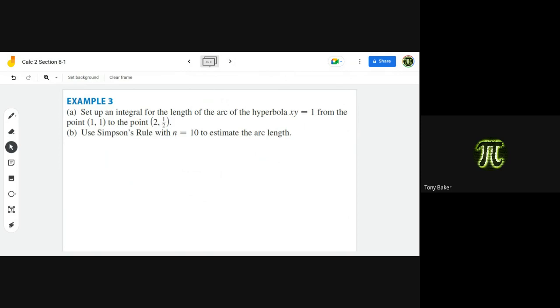Okay, we're not using Simpson's rule. Set up my integral. And you can do it in terms of x or y, it doesn't make a difference.